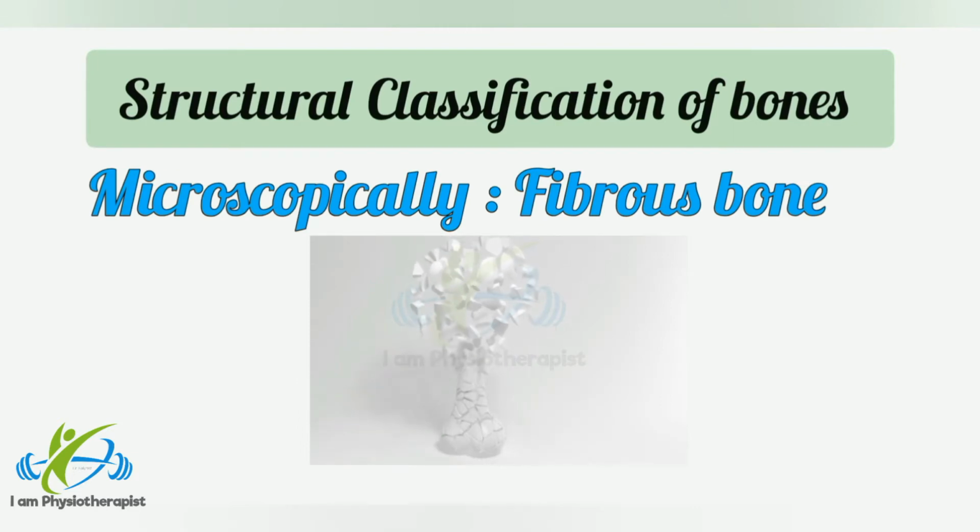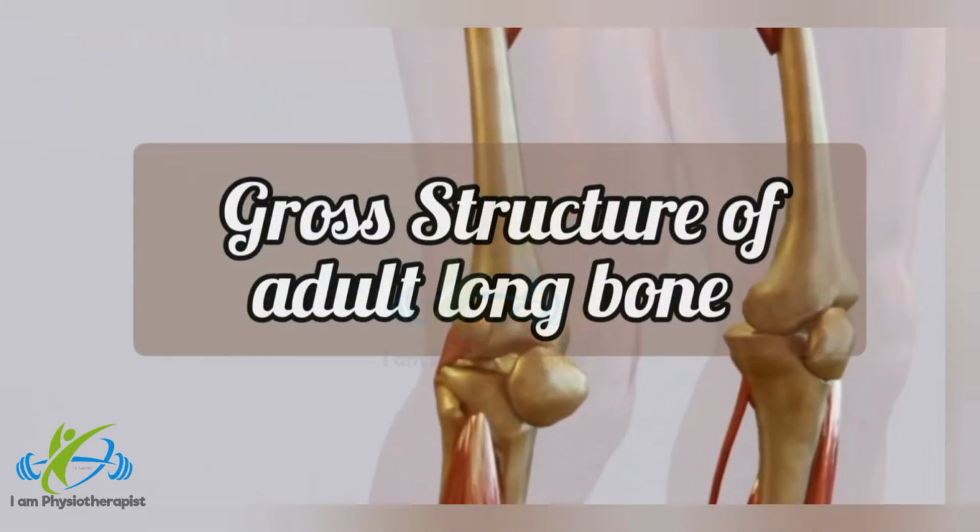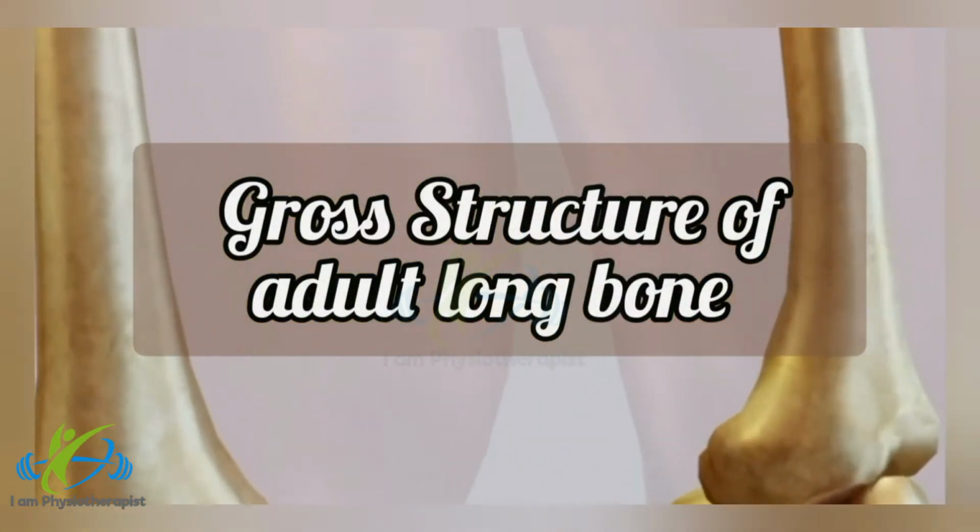Fibrous bone. It is found in young fetal bones, but are common in reptiles and amphibia. Dentine and cement, which occur in teeth. Gross structure of an adult long bone.